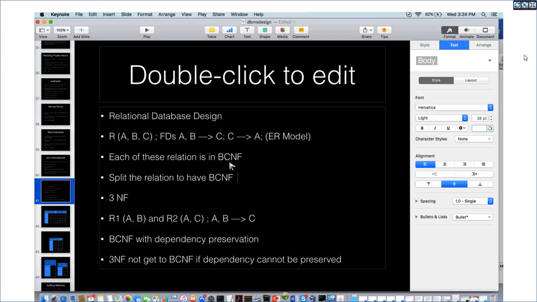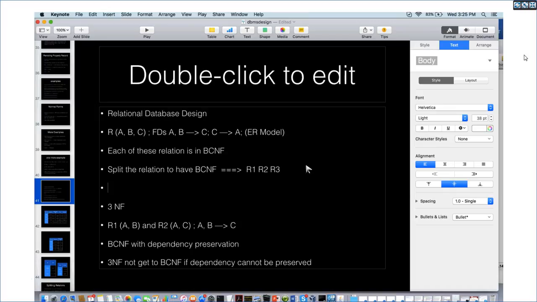Now, let us say the original relation R is split into R1, R2, R3. Now, the argument is this split of R into R1, R2 and R3 to bring it into proper normal form is correct. For this, you have to actually ensure dependency preservation, which means all FDs originally defined on R are preserved.